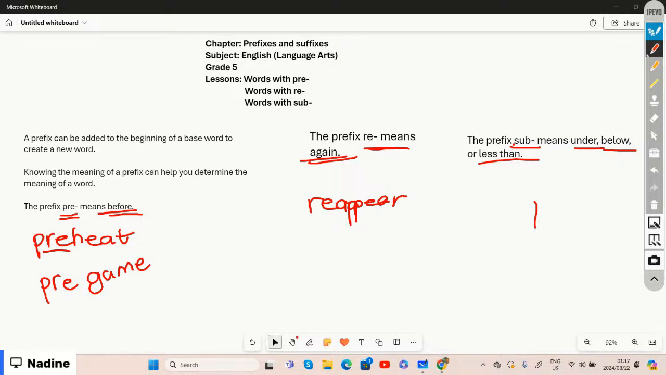All right, so we have pre, which means before, we have re, which means again, and we have sub that either means below or under or less than. By sub, I think we can just go with submarine.